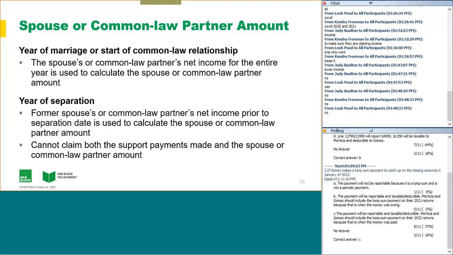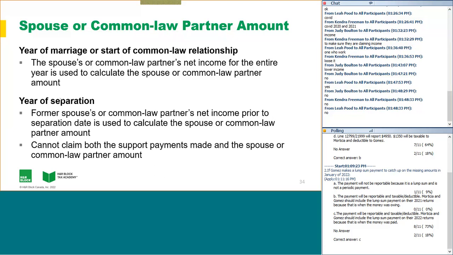So there are a couple of rules about spousal amounts. Spousal amounts, we know from doing it before, the year of marriage starts, you get a spousal amount based on your spouse's net income for the whole year. We've practiced that in class. So if you have a spouse at the end of the year and you want to claim a spousal amount, all you need to do is know what the spouse's net income was, reduce it on Schedule 5, and that becomes your spousal amount. You can, if you want to, claim a spousal amount in the year of separation.